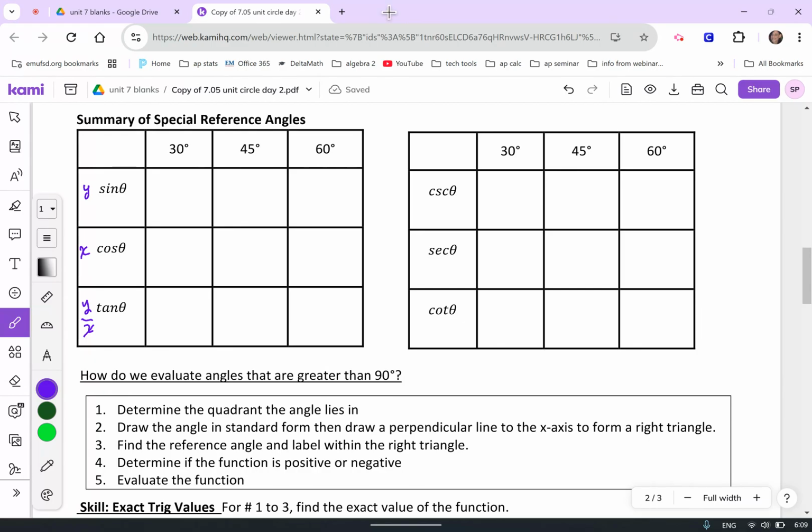And as a synopsis or summary of what we did today, I showed you a quick way of remembering it. The first two rows are over 2. And if we look at sine, it's 1/2, then it's rad 2 over 2, and then rad 3 over 2. And cosine goes in the opposite direction.